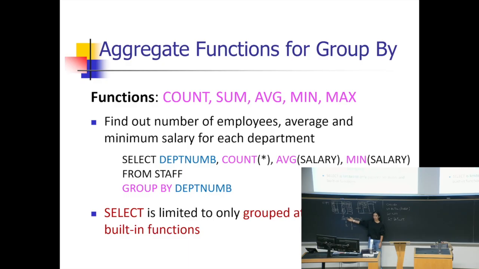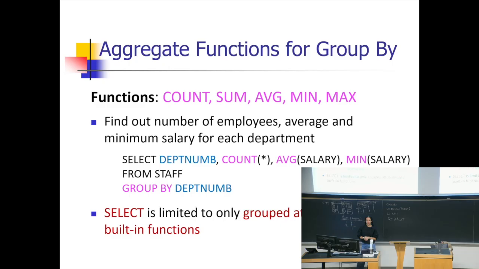Department ID or department number, right? We group by department number. So you see here, we group by department number because we want the number of employees, we want average salary, and we want minimum salary for each department, right? So we group by department ID or department number in the slides.